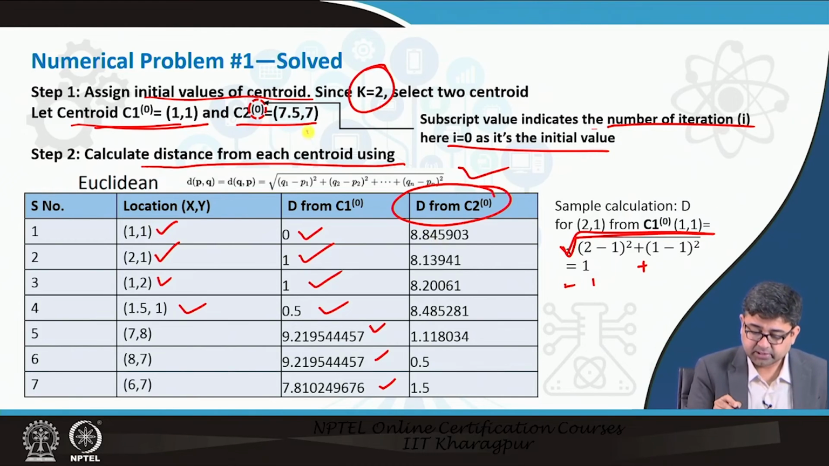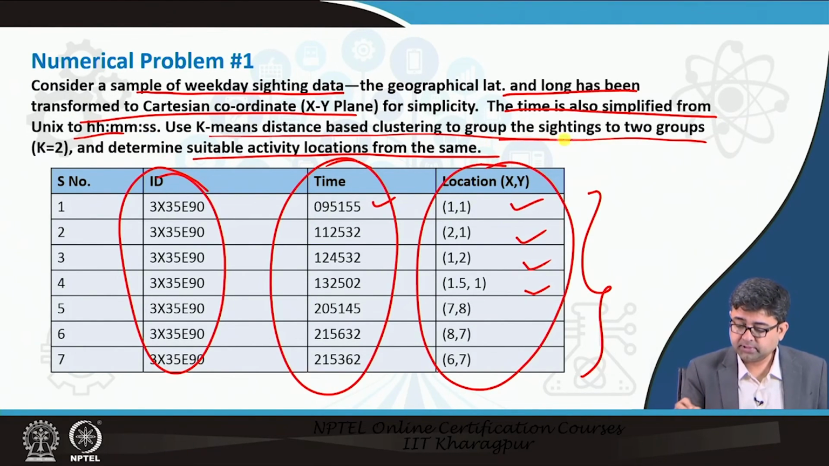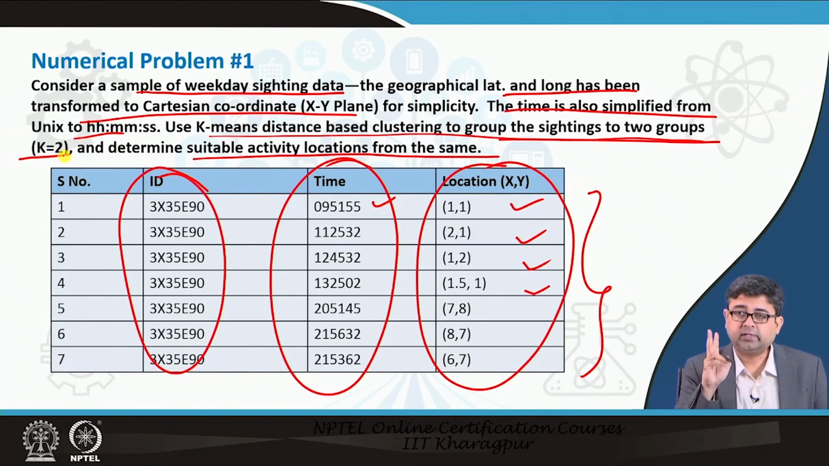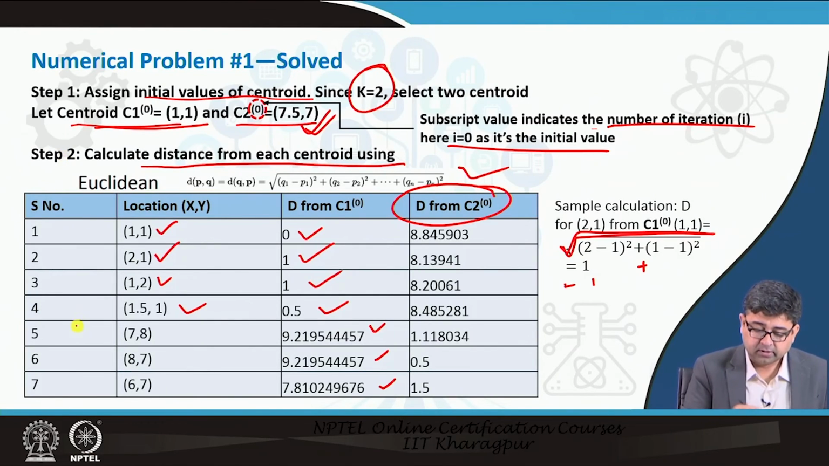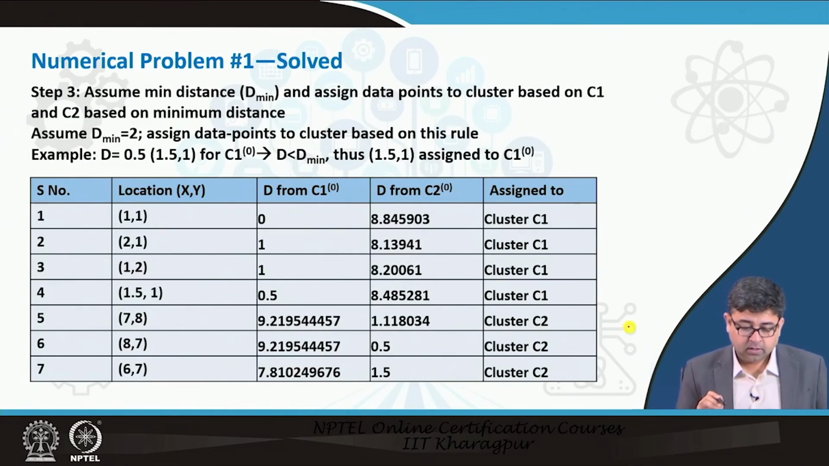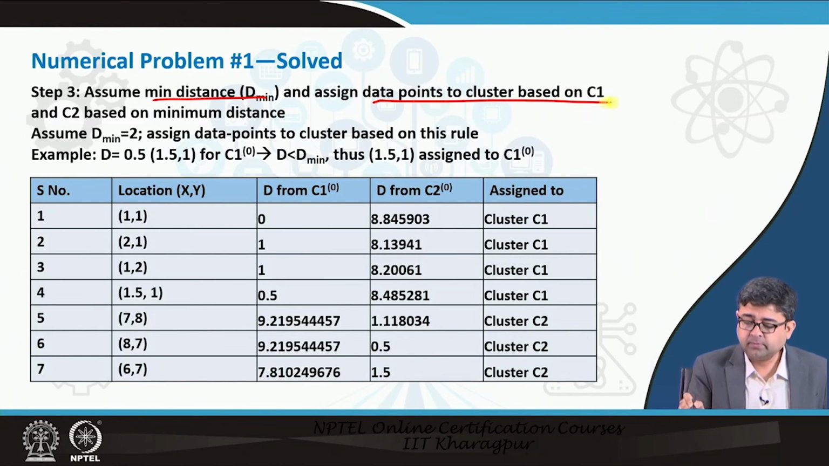So, your distance to the second centroid, remember, is 7.57, because you were only told to group the sightings into 2 groups. So, you have initially assumed 2 centroids based on the xy plane, and from both of the centroids you are now calculating the distance in the second step. Once you have calculated the distance, you assume a minimum distance and assign data points to cluster C1 or C2 based on minimum distance.